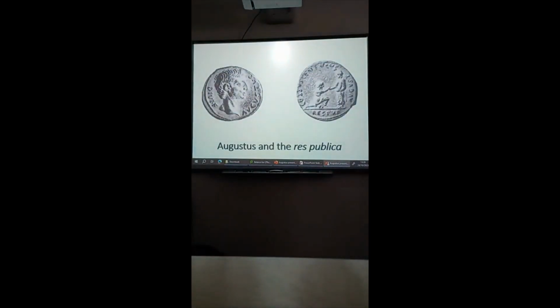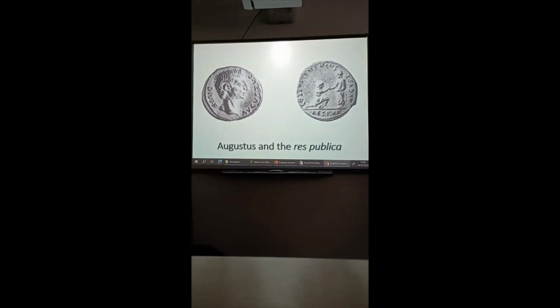I apologize for the really bad quality of this coin image. This, believe it or not, is actually a gold coin. It's incredibly hard to find a good image of it. It is an aureus, a gold coin minted in 12 BC. On the obverse, the head side, is the head of Augustus, and it says Augustus Divi Filius, so Augustus, son of the divine.